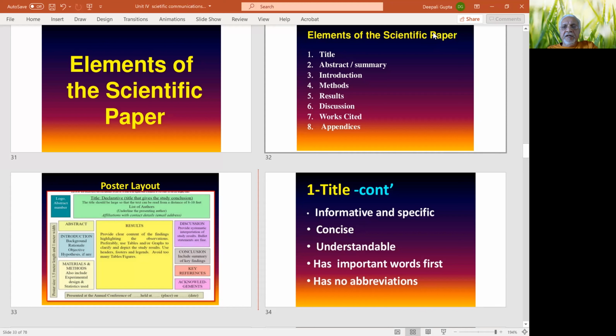So before I start looking at each one of the elements which we discussed, I will take an example, and then we will look at how, say, a title is designed for a work, and how an abstract is written, the introduction, etc. So as I mentioned, I'll take an example.